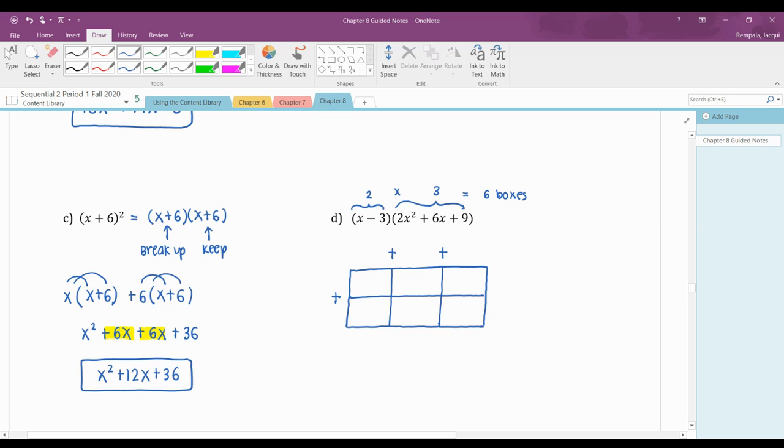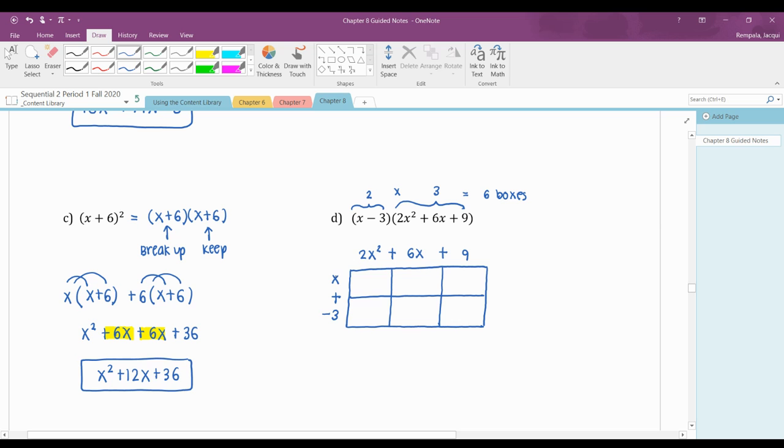So the 2 terms are going on the left. So the x and the negative 3. So the x, and then remember, the negative stays with the 3. And then I'll put the trinomial on the top. So the 2x squared, that positive 6x goes in the middle, and then the 9 is the last one. Okay. If you put the binomial on the top, that's fine. Then you would just think about it rotated. So then you'd have more of a vertical box than a horizontal box like I do.